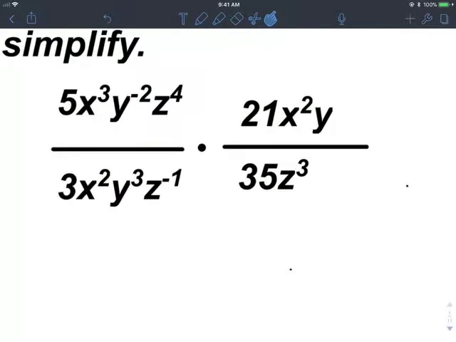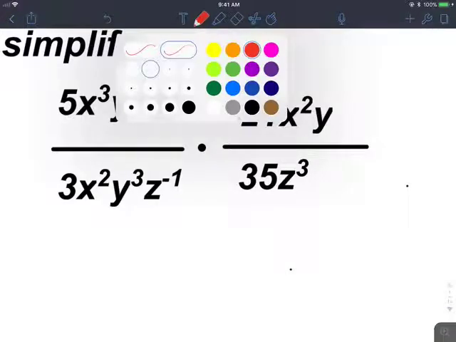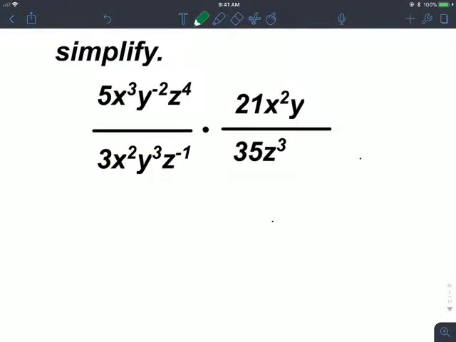This one I want to go through together because it takes a little bit of effort. What's throwing you off in this one? Don't say everything. Yeah, the negative exponents, right? Well, here's how you can deal with it. Let's deal with the numbers first. 5 times 21, this is a slow way to do it, but it works. 5 times 21, that's 105. 3 times 35, 35, 70, 105. So that's 105.